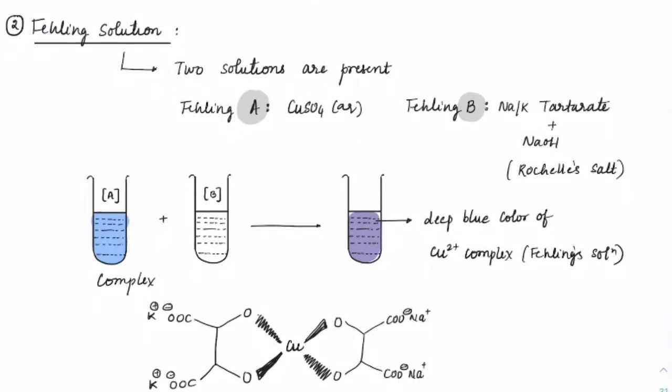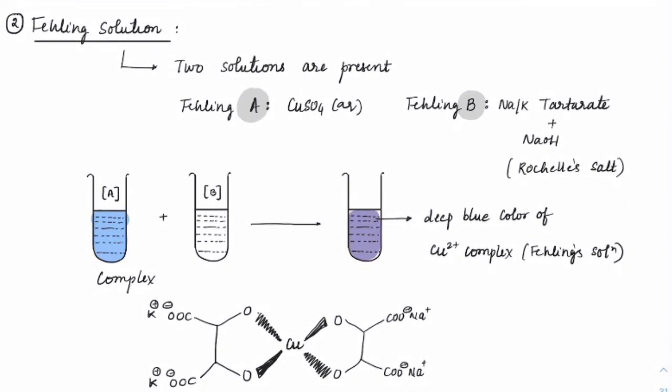Fehling's also does the same thing, converting aldehydes to acids. Okay, what are the reagents that we will be taking here? First, we will have two solutions separately. One is copper sulfate, the other one is sodium and potassium tartarate. Okay, first we take copper sulfate.